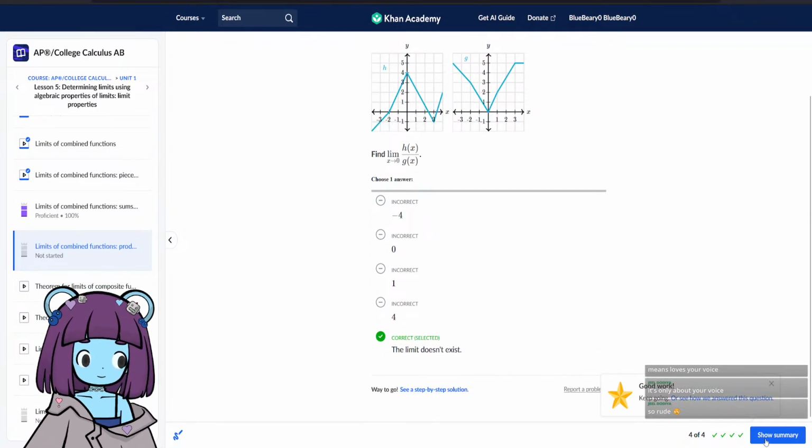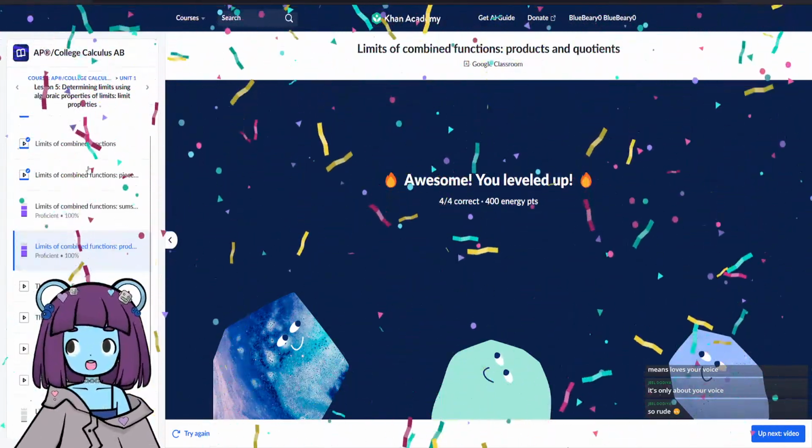Yeah! Yay! The confetti worked this time! Woo!